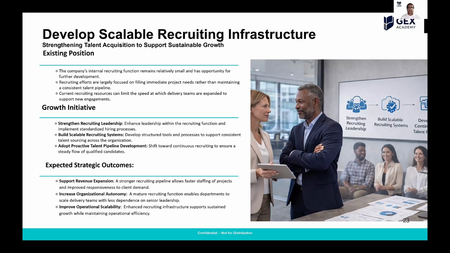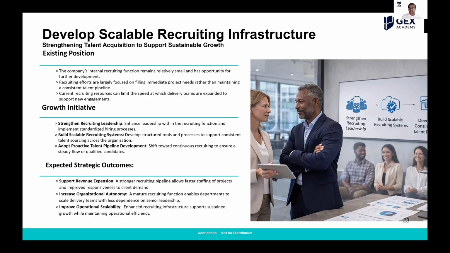quickly enough, right? So as investors, we often spend significant time evaluating recruiting capabilities because they influence revenue growth, delivery capacity, client satisfaction, scalability, right? So again, the client starts talking about their current position, the company's current position. Management indicates that the recruiting function remains relatively small and they have significant room for further development. Today, much of the recruiting effort is focused on filling immediate project needs as they arise, right? So while this approach can be effective in the short term, it often creates a reactive operating model where recruiting teams are constantly responding to current demand rather than preparing for future growth.